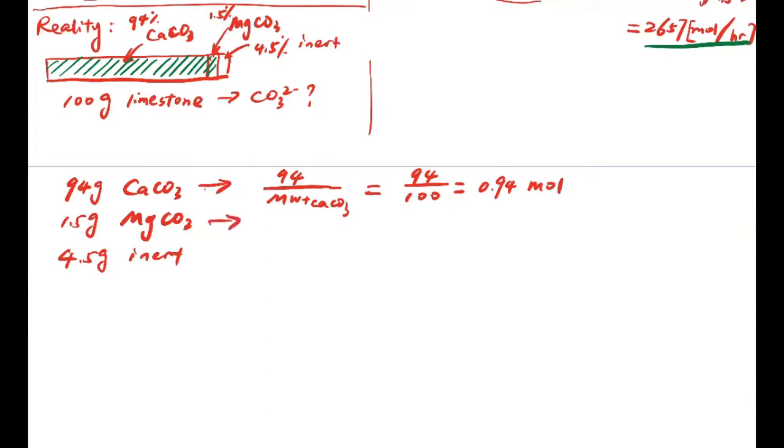And in terms of the magnesium carbonate, we'll use 1.5 divided by the molecular weight of the magnesium carbonate, which is 1.5 divided by 84. That's going to be 0.0178 mole.